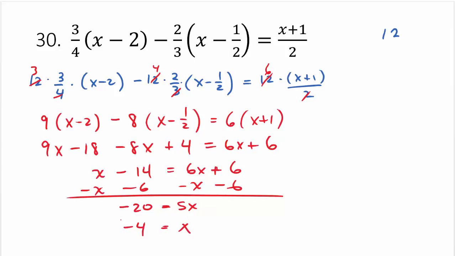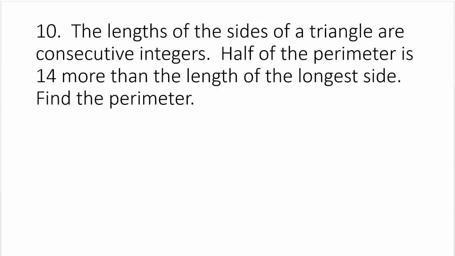All right, now we have 2 word problems to do. The lengths of the sides of a triangle are consecutive integers. So if we have some triangle, the sides are consecutive integers. So x, x plus 1, and x plus 2. So those are our 3 sides.